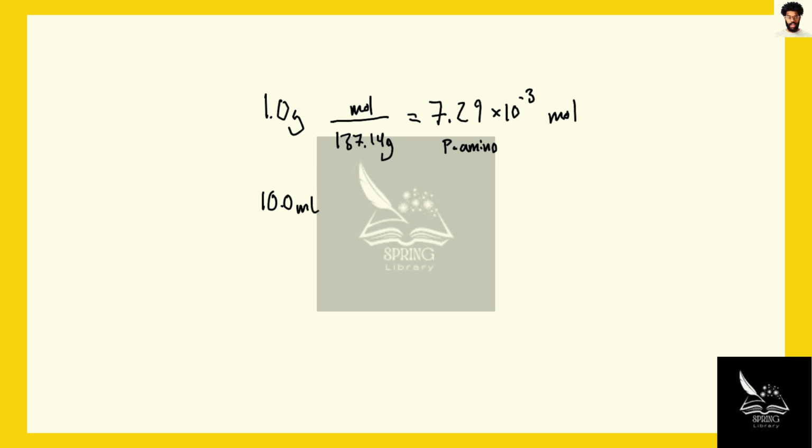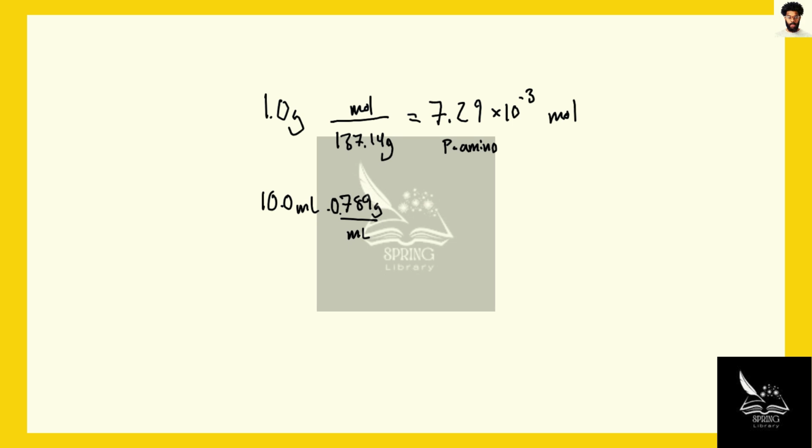How many moles of absolute ethanol are there in 10 mils? Well, we need to figure out what the density of absolute ethanol is, which we're told is 789 grams per liter. That's 0.789 grams per milliliter, which will tell us how many grams of ethanol we should expect to have in our 10 milliliter solution, right?